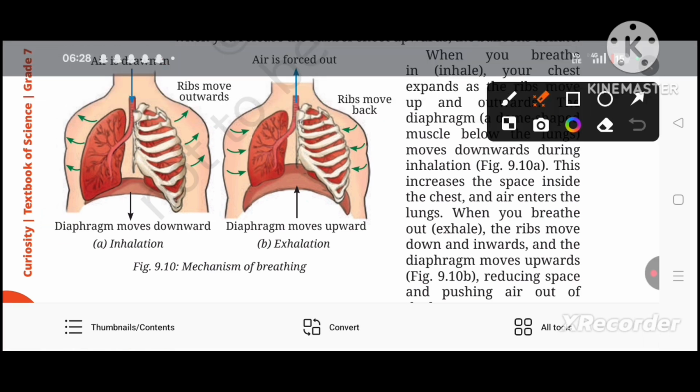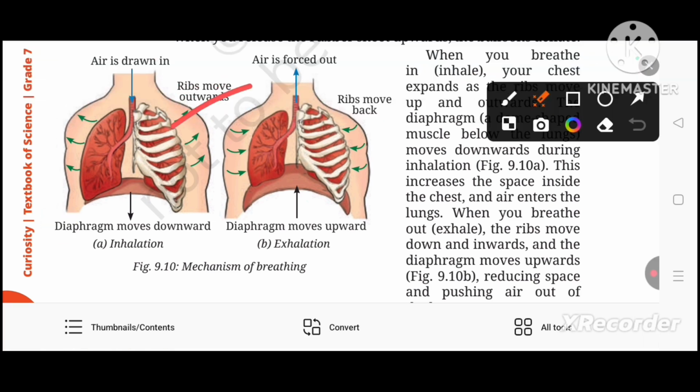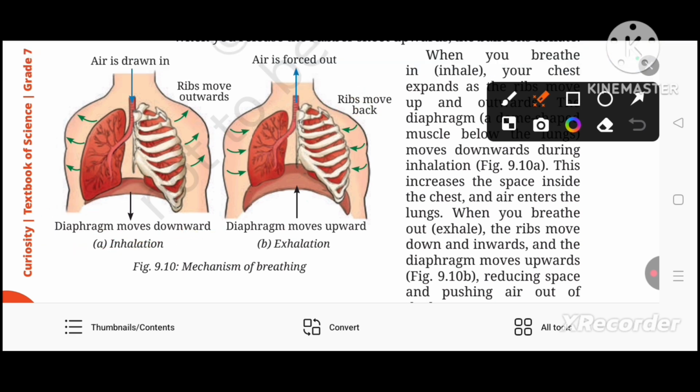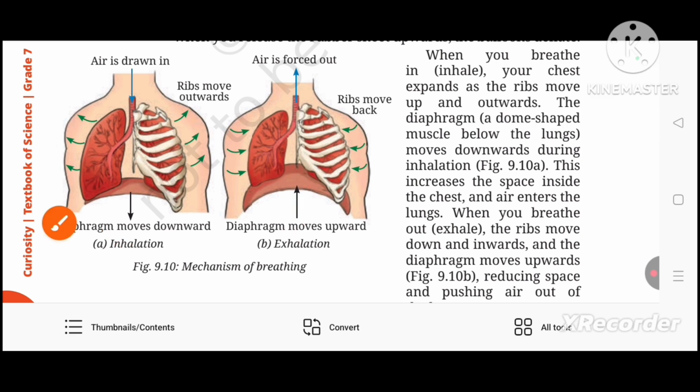Air is drawn in, the ribs move outwards, and the diaphragm moves downwards. Air is forced out, the ribs move back, and the diaphragm moves upward. The arrow indicates the movement of the diaphragm and the ribs.